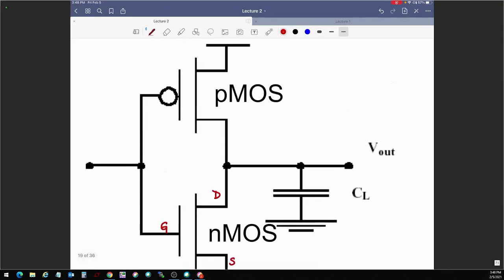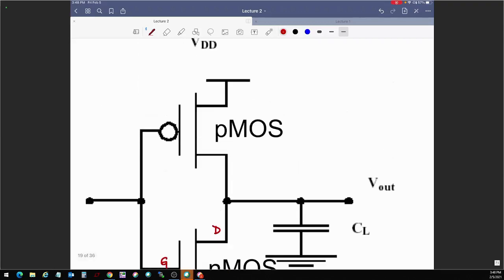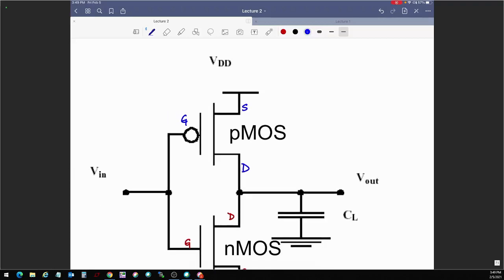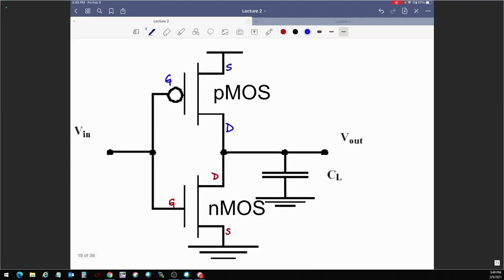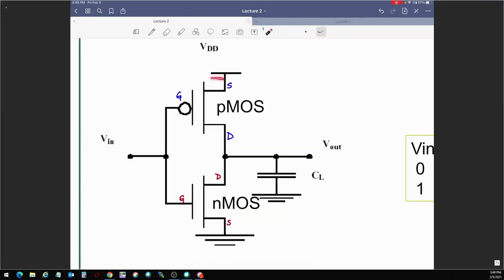For the pMOS transistor, the switch is flipped, but we still need three terminals. You should have your gate, your drain, and, sorry, that is your source. The source is connected to VDD, and the drains are connected together. Right, so those are the three terminals of the pMOS transistor and the three terminals of the nMOS transistor.